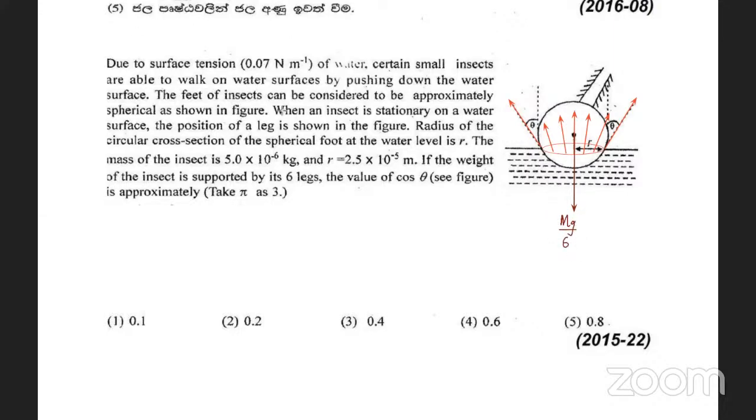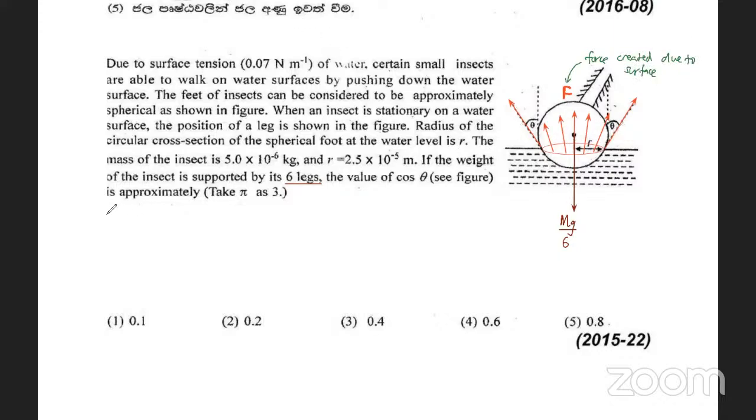The insect has 6 legs, right? Here, 6 legs. So each leg will carry a force of mg by 6. To balance that force, there should be an upward force F created. And what is this force F? That is the force created due to surface tension. Total force will be created along this circumference.